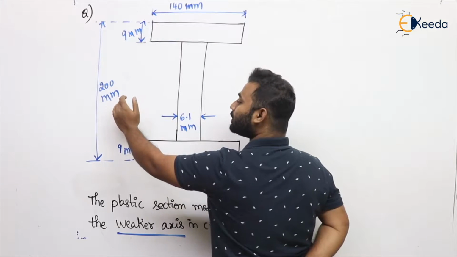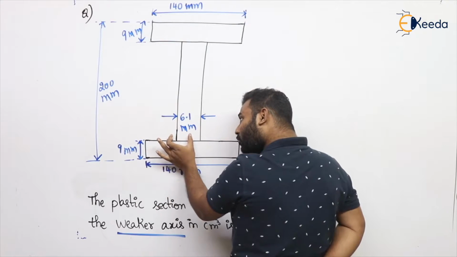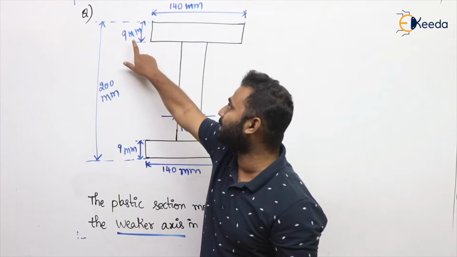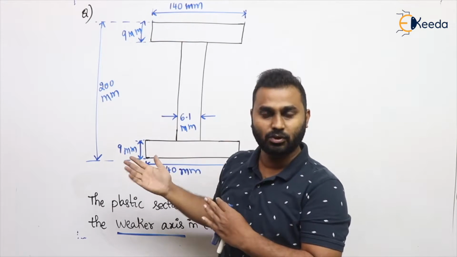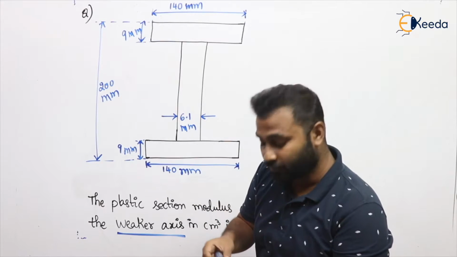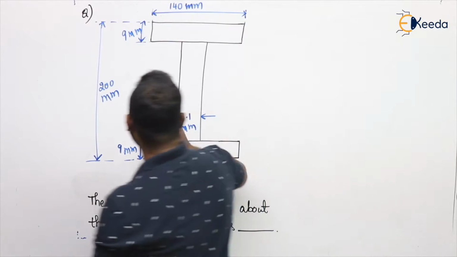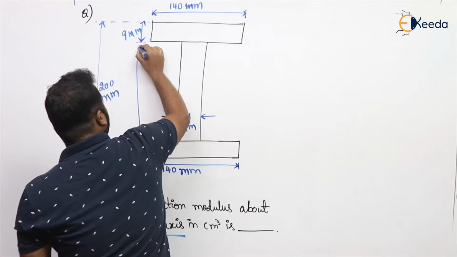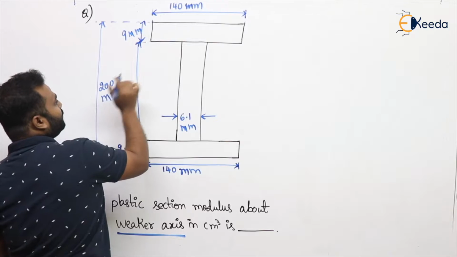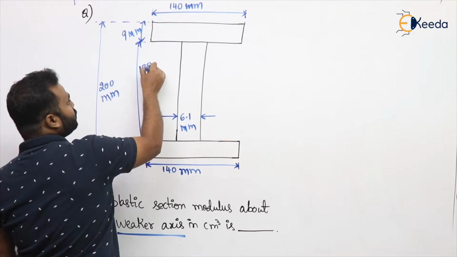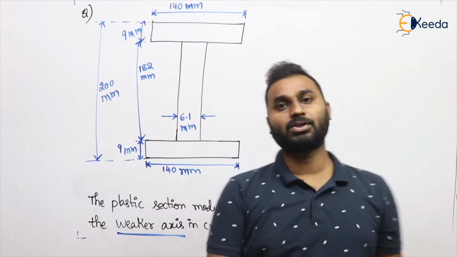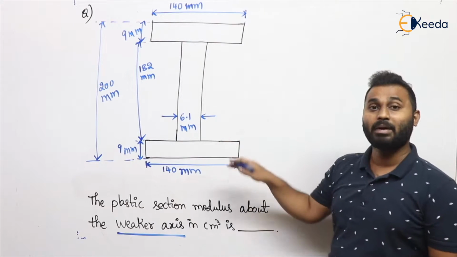Hence we need to find out the depth of only the web. So what is the depth of only the web? From the total 200 mm we need to subtract this 9 and 9, it means 18. Then we'll get the depth of the web. By subtracting 18 from 200 we'll get 182 mm. Is that okay? So these are the dimensions of the given flanges and web of that I section.